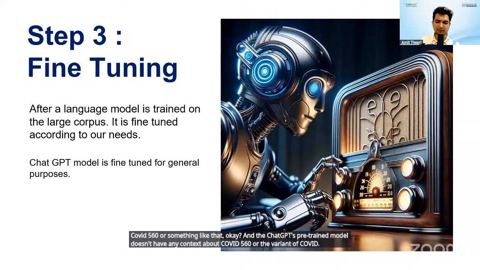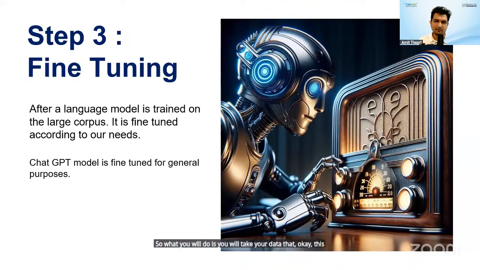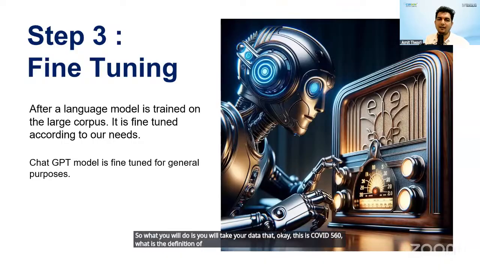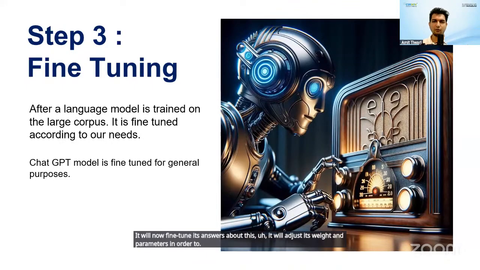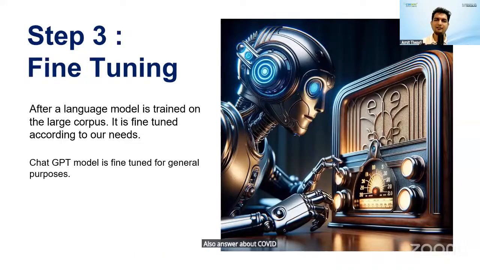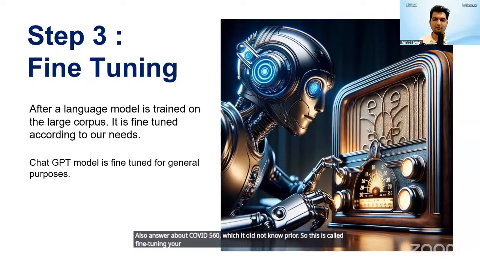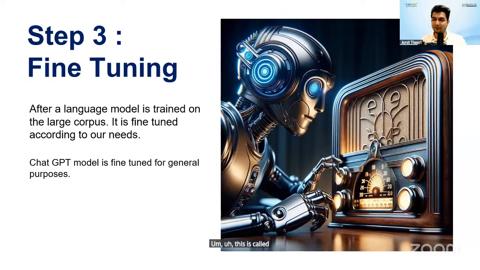So what you will do is you will take your data that says, okay, this is COVID 560. What is the definition of COVID 560? And all the text about COVID 560. And you say, okay, now train your language model from this document about COVID 560. And it will now fine tune its answers about this. It will adjust its weights and parameters in order to also answer about COVID 560, which it did not know prior. So this is called fine tuning your answers, and on the base of this, it is called transfer learning in general.